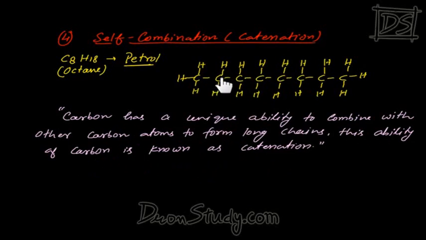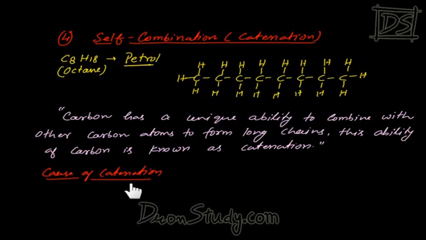So carbon getting combined with other atoms of its own kind and making long chains, what do we call this property? Catenation. So this was about what catenation is. Now let's talk about why catenation happens. The next point that we are going to discuss is the cause of catenation. This is very important.